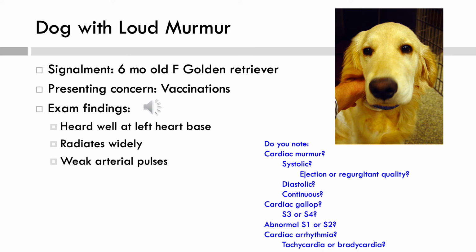Our first case is a dog with a loud murmur, a 6-month-old female golden retriever who was presented originally for vaccination where a murmur was heard. This murmur is heard well at the left heart base, radiates widely across the chest, both sides of the chest, and the dog has weak arterial pulses. So we'll play this murmur first.